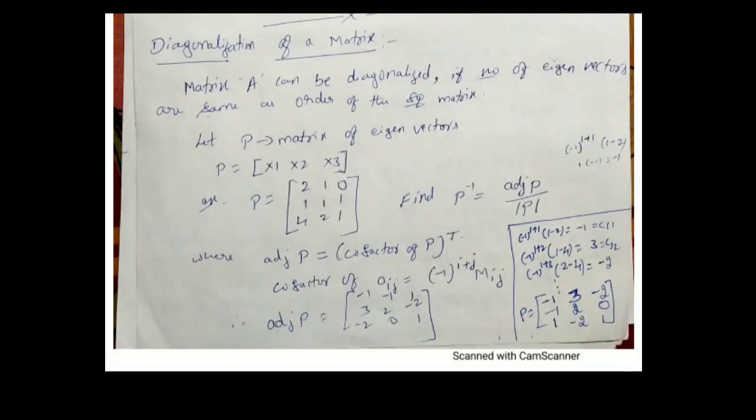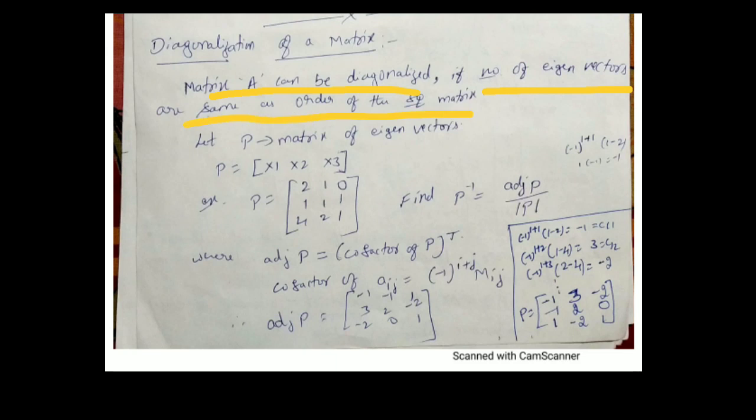Next, consider the diagonalization of a matrix. Here the matrix is said to be diagonalized if we get the matrix in such a way that it consists of elements only in the diagonal. For example, if you want the matrix A to be diagonalized, it is possible if the number of eigenvectors is the same as the order of the square matrix.